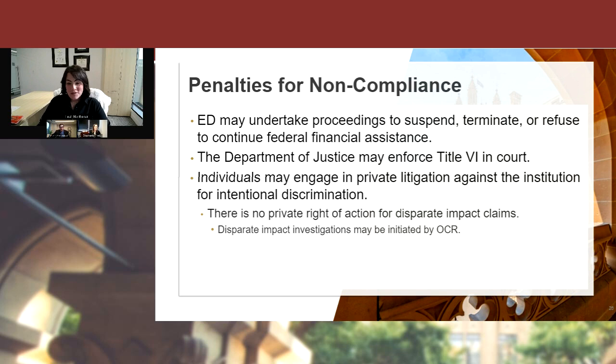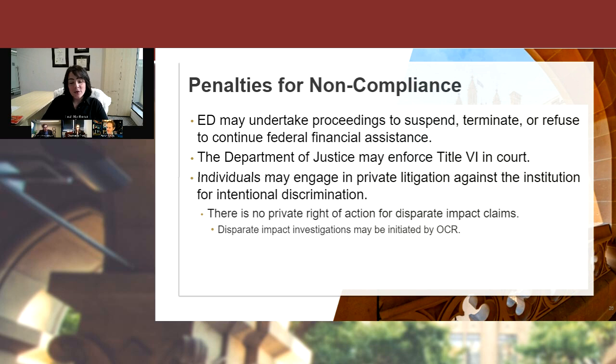Now, penalties for noncompliance. If OCR were to find that a school violated Title VI, the Department of Ed may undertake proceedings to suspend, terminate, or refuse to continue federal financial assistance. This is relatively rare, but we do want to put it out there that it does happen. It is a possibility. The Department of Justice may also enforce Title VI in court. So that is another option.